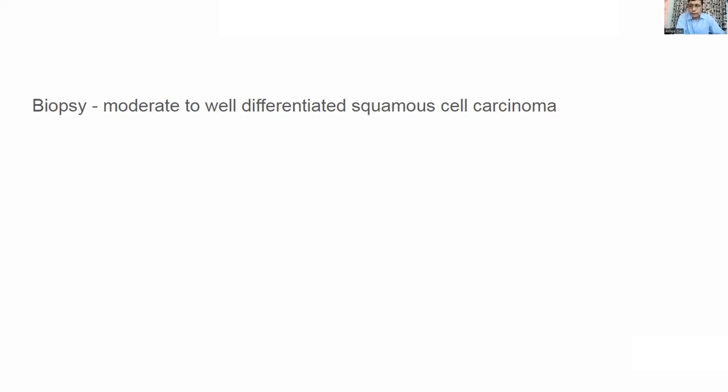Ankit, what are the subsites of the oropharynx? Sir, there are 4 subsites: base of tongue, tonsil, soft palate, and posterior pharyngeal wall. So, which subsite is mostly involved in the HPV positive group? Sir, base of tongue. It's the tonsil, the palatine tonsil. Sorry, sir. Base of tongue in HPV negative, palatine tonsil in HPV positive. Why?